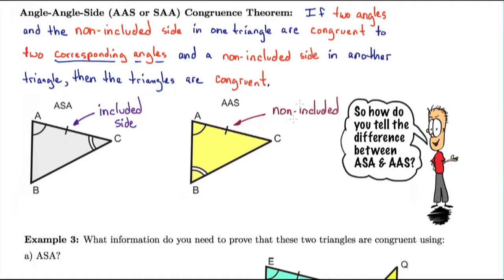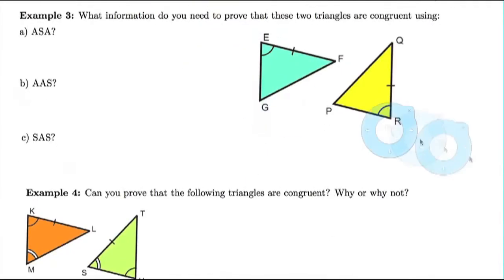On the left we have ASA. You can see that the side is included. And when we have AAS on the right, you can see the side is not included. It's a non-included side.